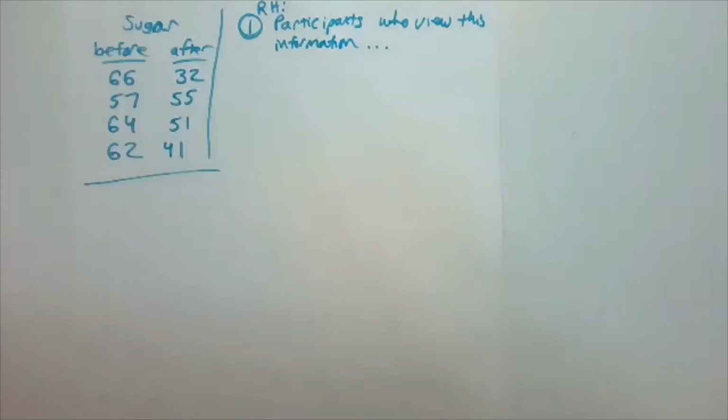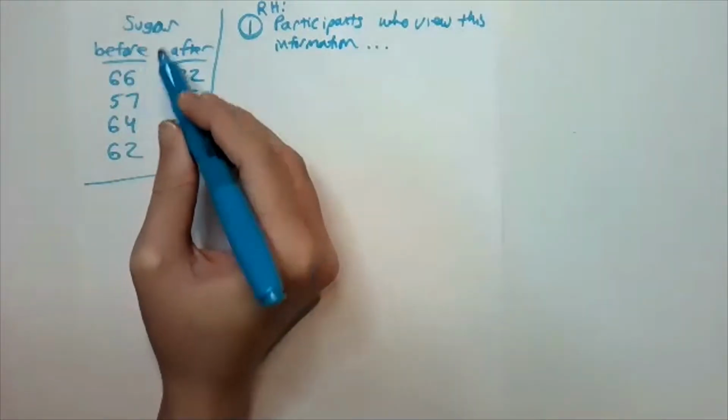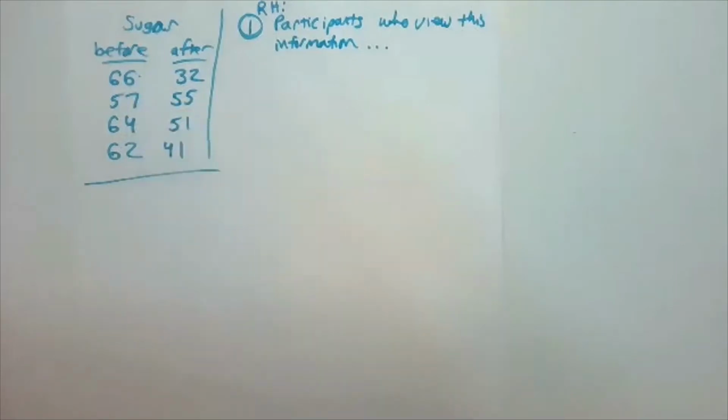In this video, we'll be doing an example of the dependent t-test, which we'll be calculating by hand. In this example, we have some data about how many grams of added sugar these 4 participants, 1, 2, 3, 4, have in their diet on this particular day that we've asked them about.